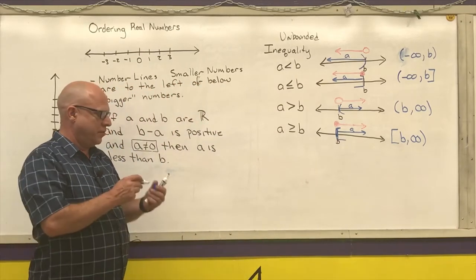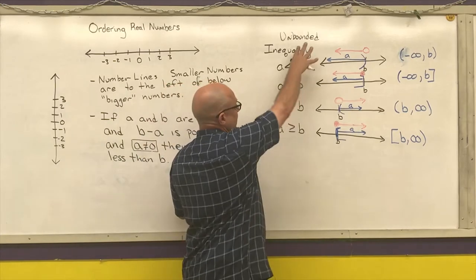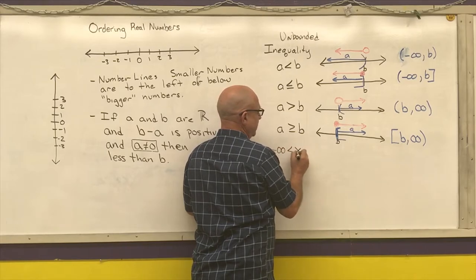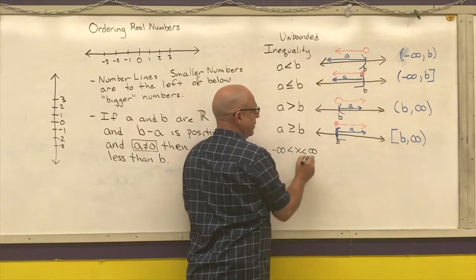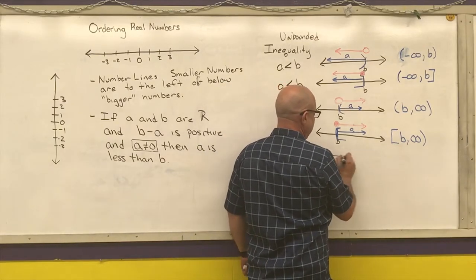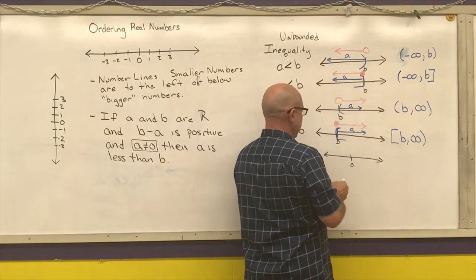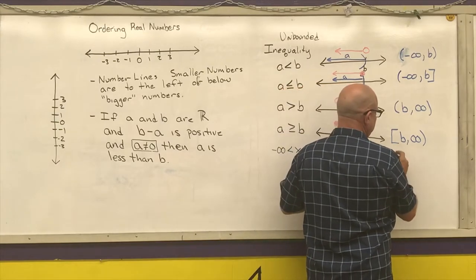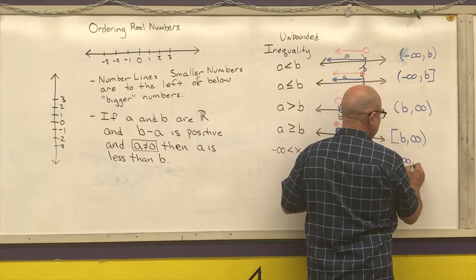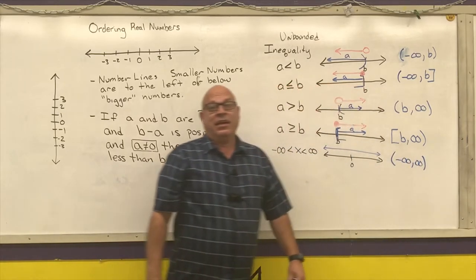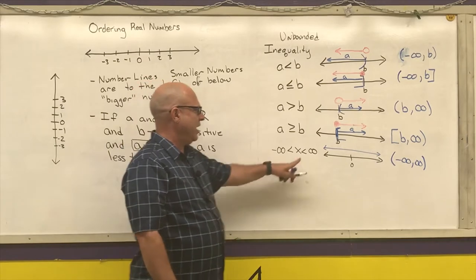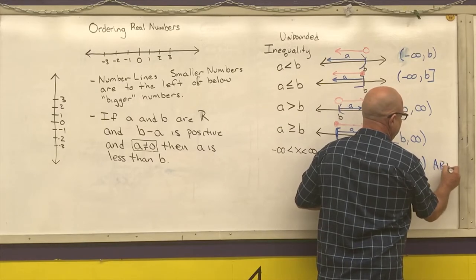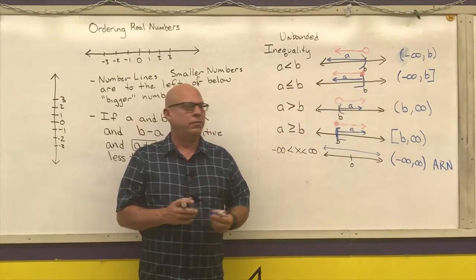The last type of interval that I have for an unbounded interval is negative infinity is less than x, which is less than infinity. It is the whole real number line, so basically, it's anything on the number line, and you represent it in interval notation as negative infinity, comma, infinity. In this class, if I'm asking you to provide an interval that is all real numbers, I will allow you to use the abbreviation ARN to stand for all real numbers.